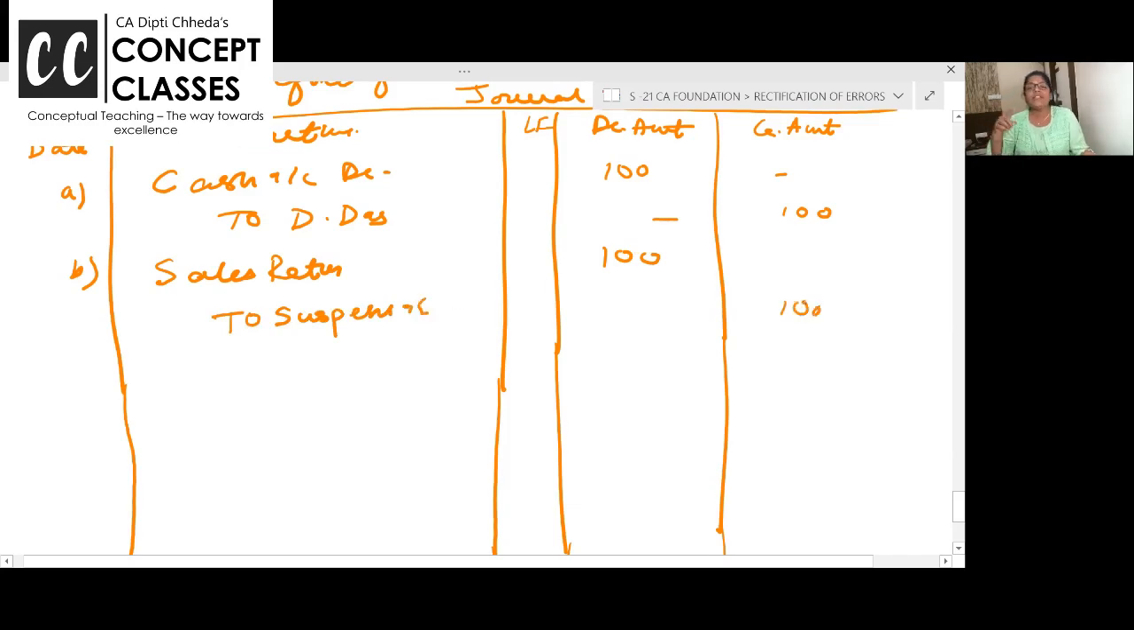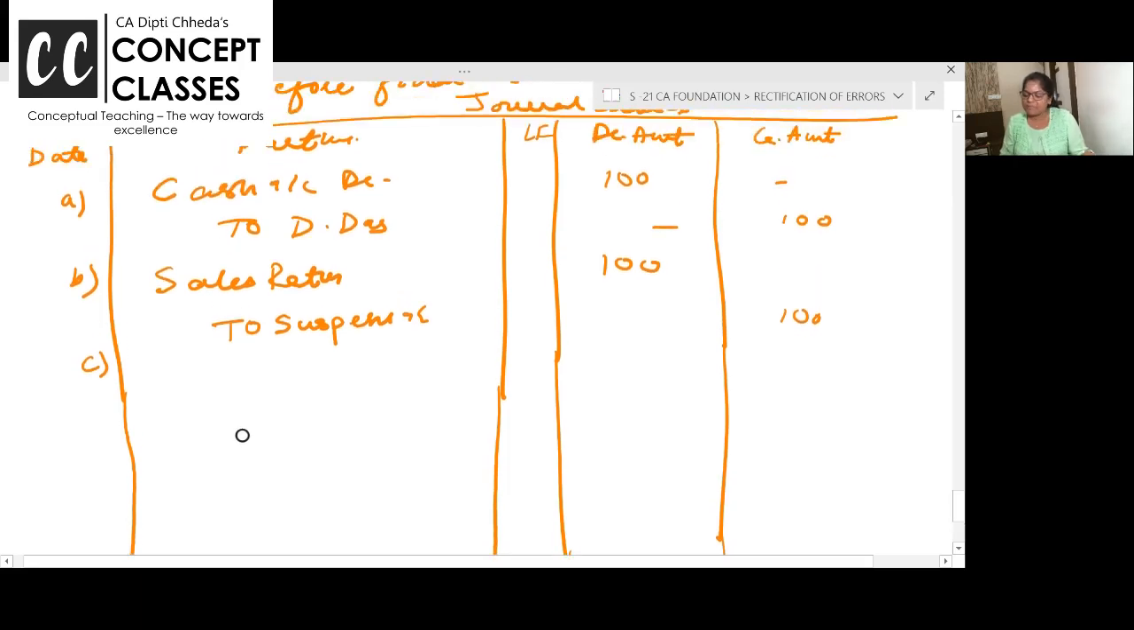Why through suspense account? Because trial balance is prepared. If trial balance is not prepared, what will you do? Go to the sales return account and write on the debit side, directly add to the total. But you have already prepared the trial balance, so now you'll rectify through the suspense account. Clear?